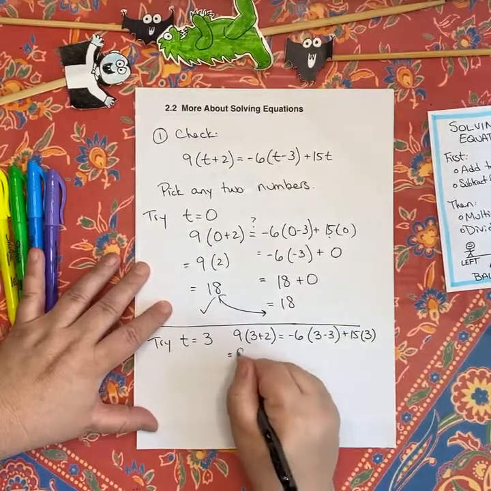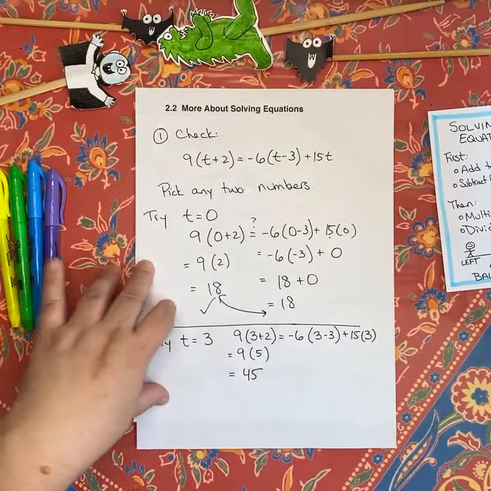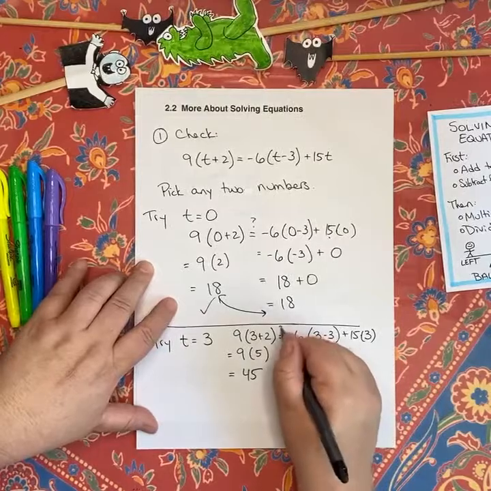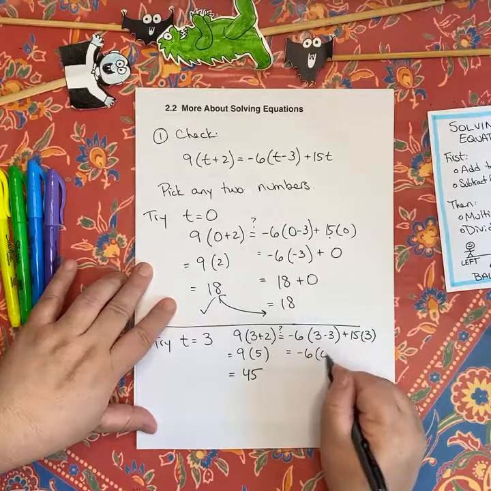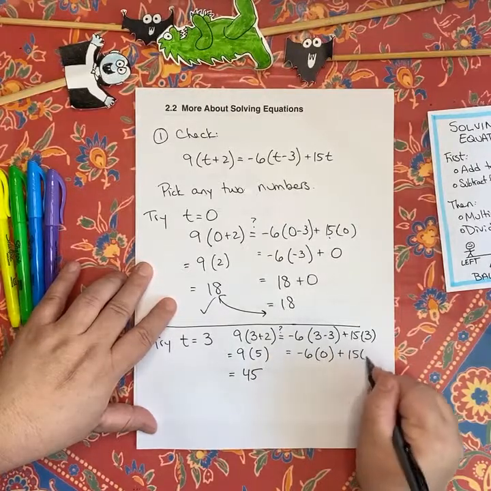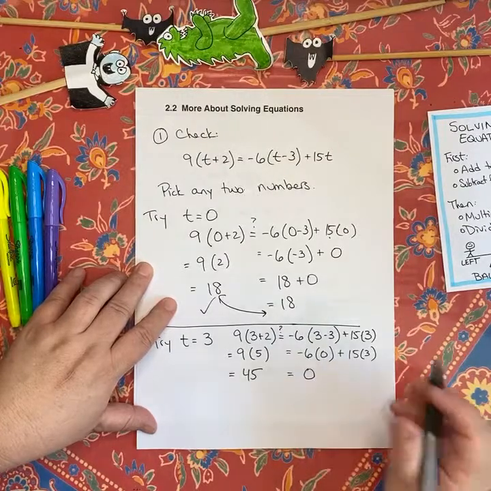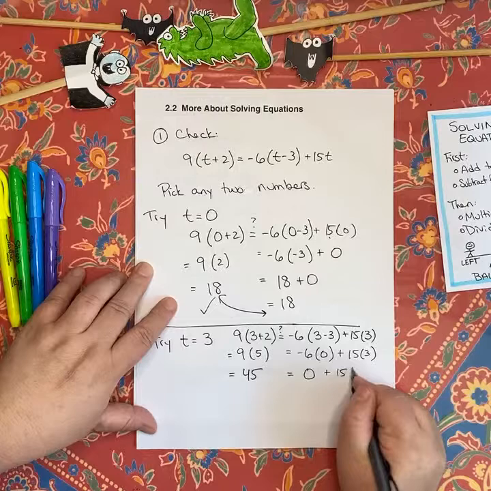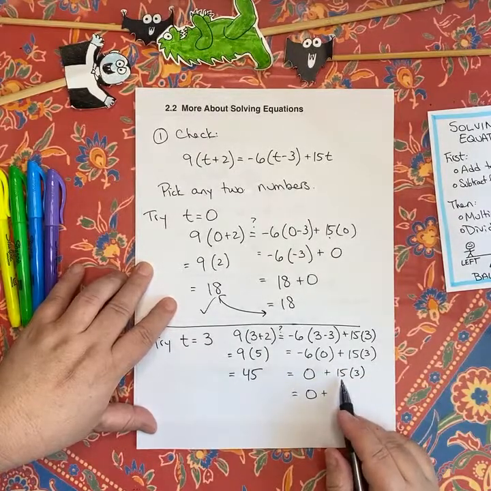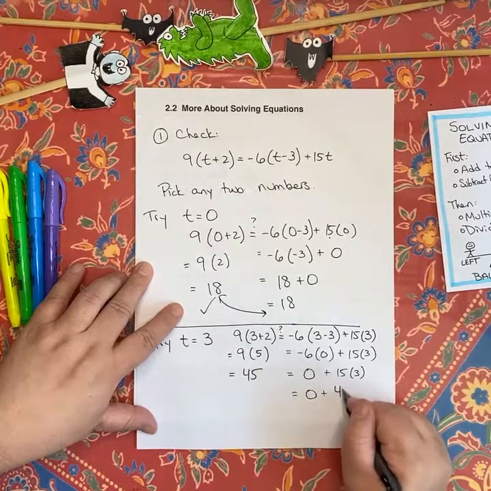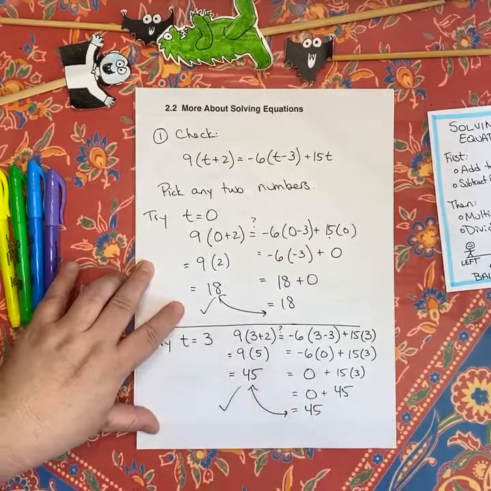Okay, over here, this is 9 times 5, which is, I happen to know from my times tables, 45. Over here on the right-hand side, I've got negative 6 times 3 minus 3, 0, plus 15 times 3. So this is going to be 0. That's why I picked 3. And then plus 15 times 3. What's 15 times 3? Well, 2 times 15 is 30. So 3 times 15 is 45. Woohoo! Look at that. 45.